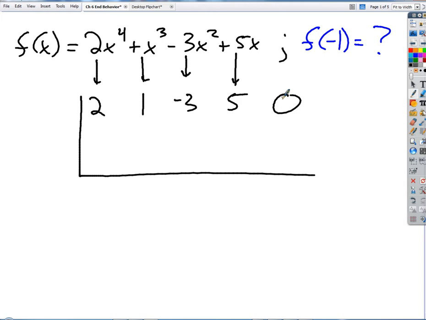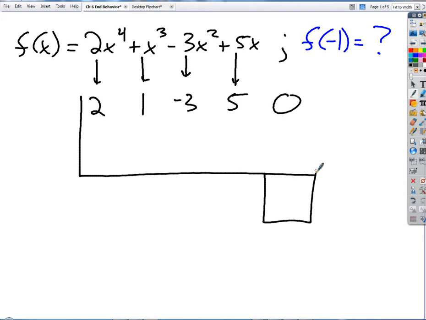And to make sure we never mess that up, we can always do a quick little check here. We know that if this is a 4th degree polynomial, how many numbers am I going to have to write down, guaranteed? 5. I always have to write down one for each power of x plus the constant, so it's always going to be 1 more than the degree of the polynomial. Now, one last thing I want you to do. Remember, we want to put that box, the answer box, under the last number.